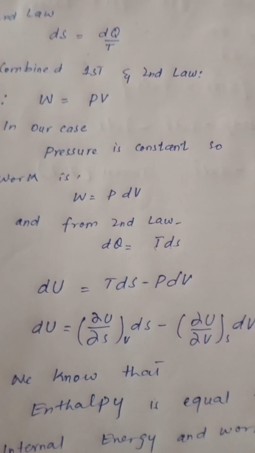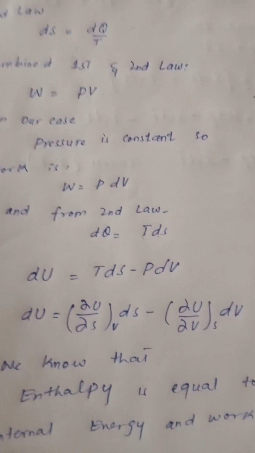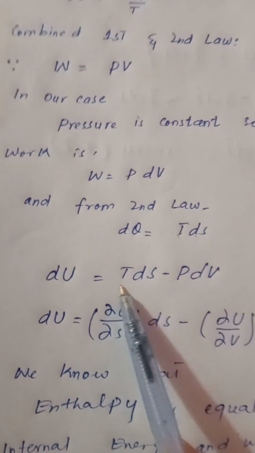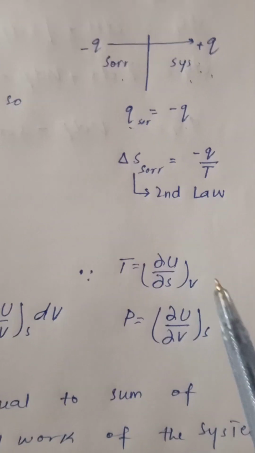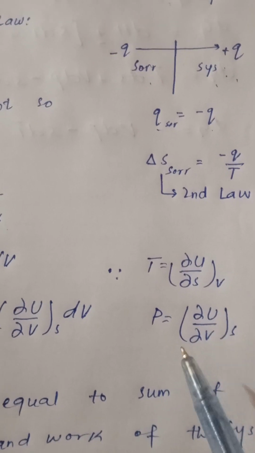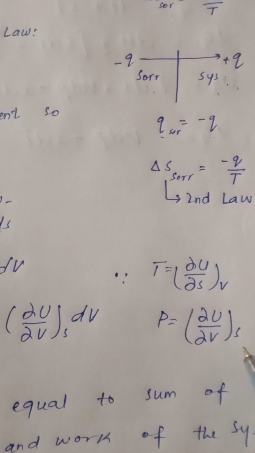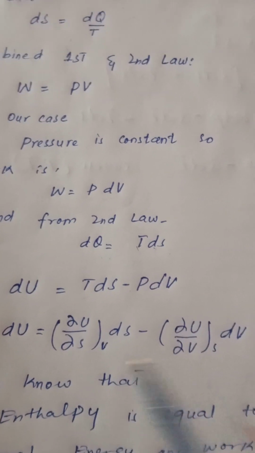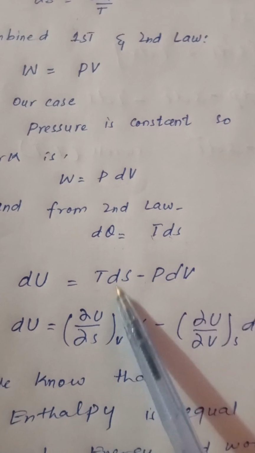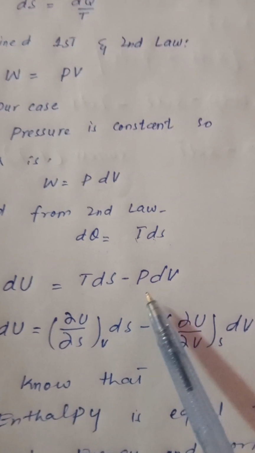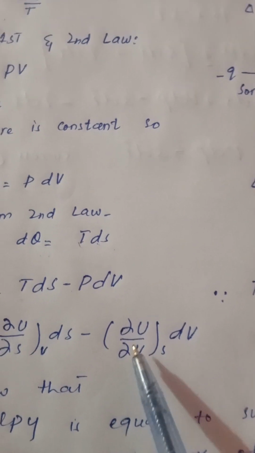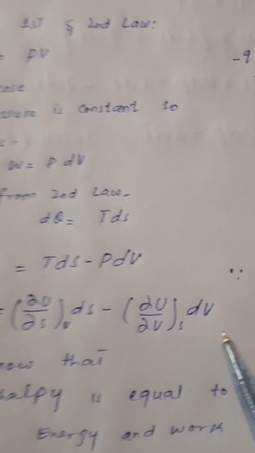Then dU, and we take T is equal to partial U over partial S with volume constant. This is our T. And P is minus partial U over partial V with entropy constant. Here we put the values of T, where T is equal to partial U over partial S with volume constant, and dS, and minus P is equal to partial U over partial V with entropy constant, and dV.